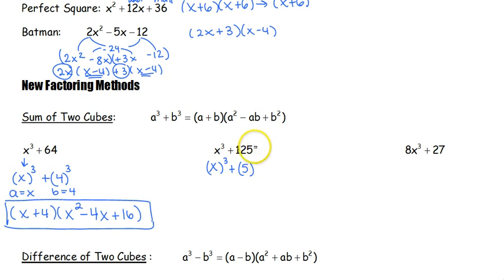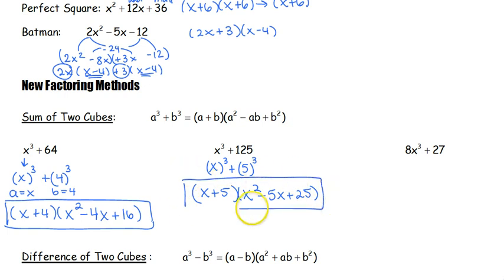Whoops. Cubed, not squared. So when we break this apart, a plus b, so that's x plus 5, our a squared, so that's x squared, minus a times b, which is 5x, plus your b squared, which is 25. Remember, x is your a, 5 is your b. Alright, our last one, we got a little bit more difficulty here.